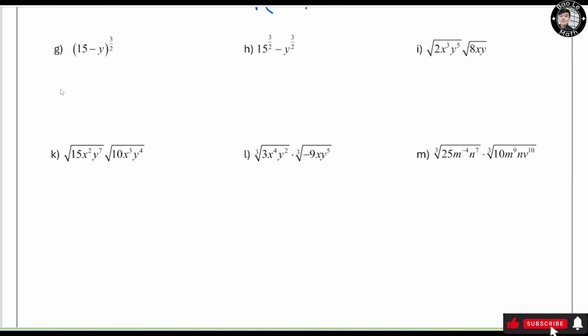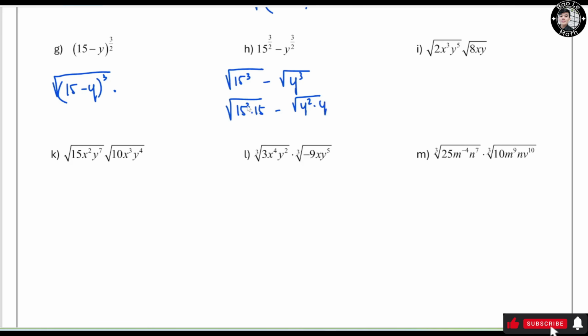Now question G can be written as the square root of 15 minus y cubed, right? Now question H can be written as the square root of 15 cubed minus the square root of y cubed, right? So this guy can be written as the square root of 15 squared times 15 minus the square root of y squared times y, right? The square root of 15 squared is going to be 15 square root of 15 minus y square root of y, right?